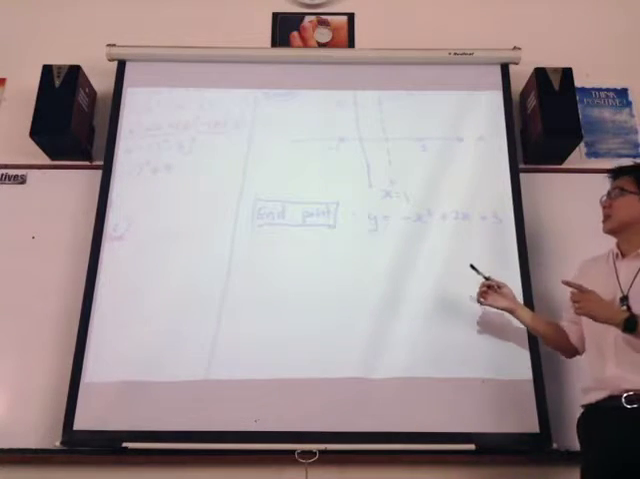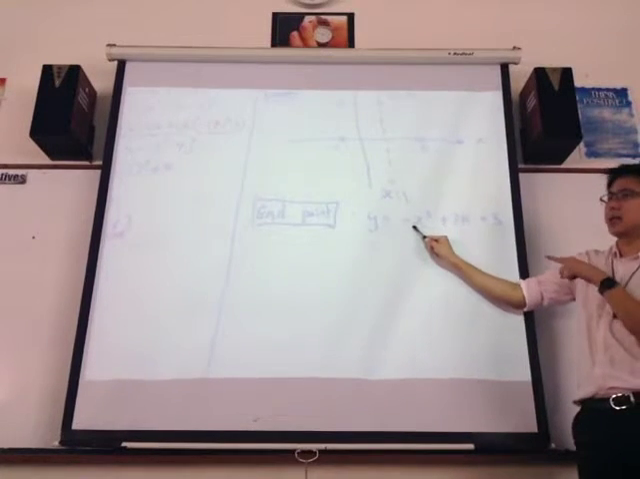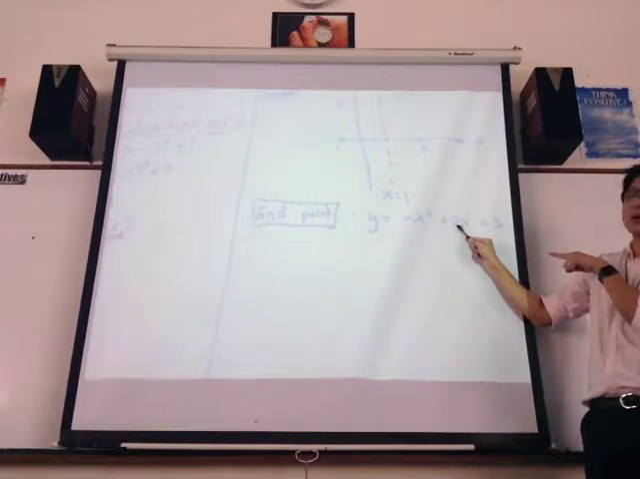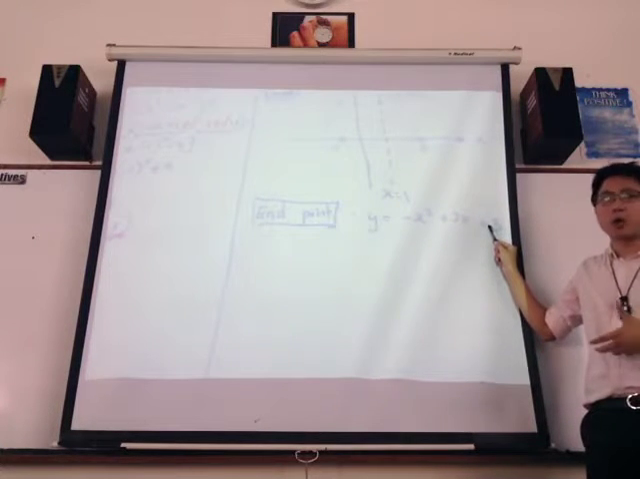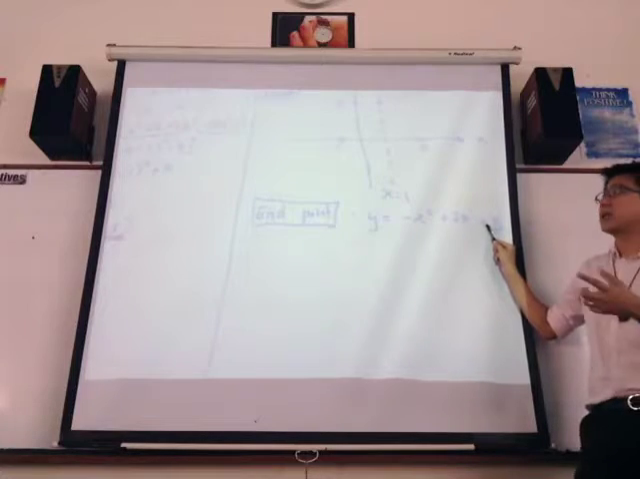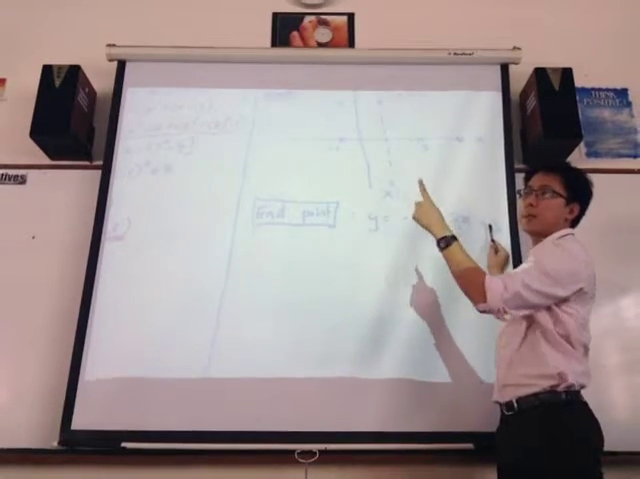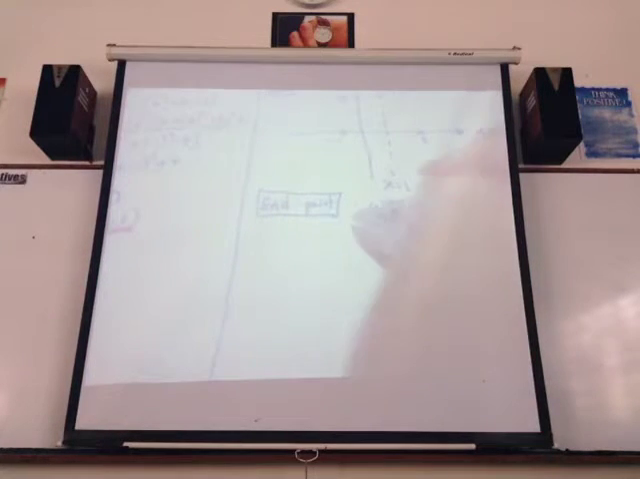The good thing is, if I only draw the original graph, which is y equals negative x squared plus 2x plus 3, this was the original graph, right? I can calculate the endpoint easily. Now, what do I mean? Tell me the domain that the question gives. What is the domain? Negative 2 and 4.